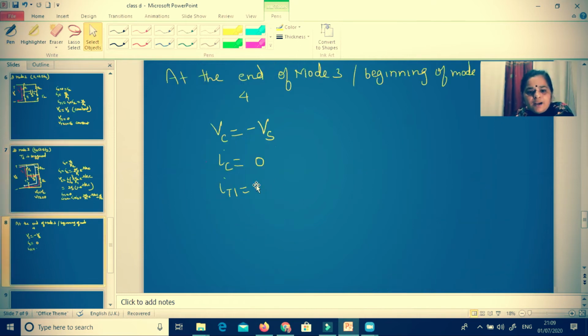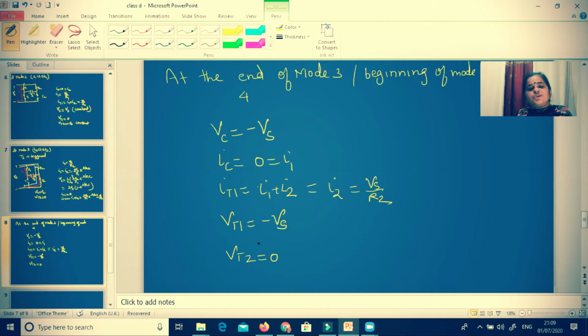Now at the end of mode 3, what is IT1? IT1 at any time is equal to I1 plus I2, and here IC is equal to I1. So I1 is 0, which means it is only equal to I2. And what is I2? Vs by R2. What is VT1? That is minus Vs. And what is VT2? That is 0. So that is the situation at the end of mode 3.